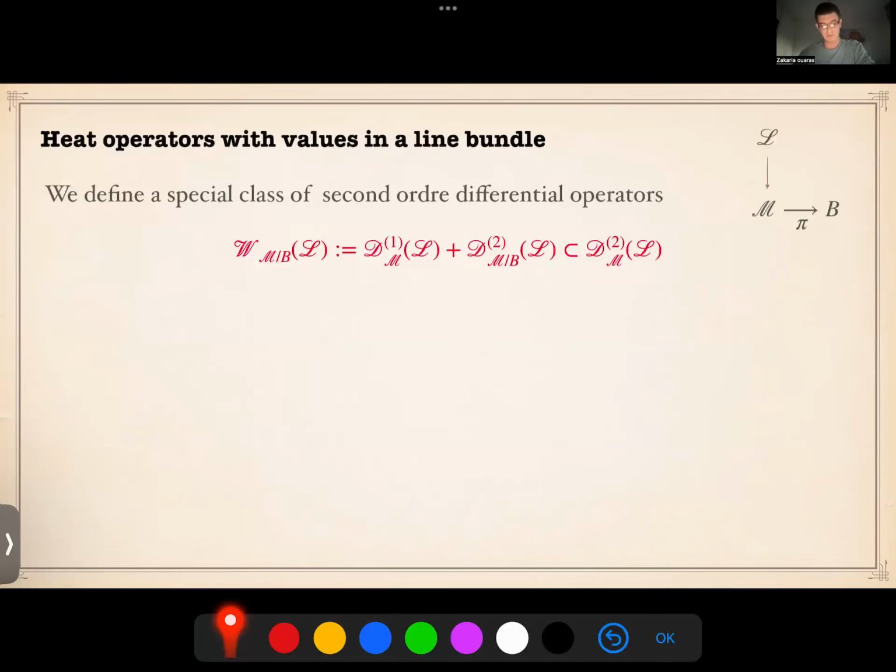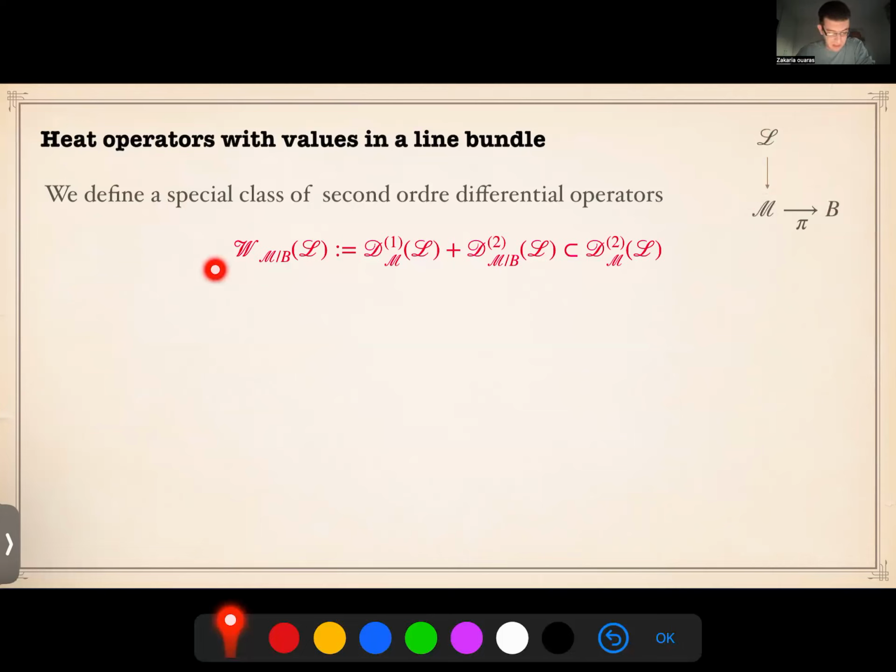Finally, I want to define a notion of heat operator in algebraic geometry. It will act on sections of line bundles. So as usual, as in the beginning, we have a family of complex varieties, and you have a relative line bundle.